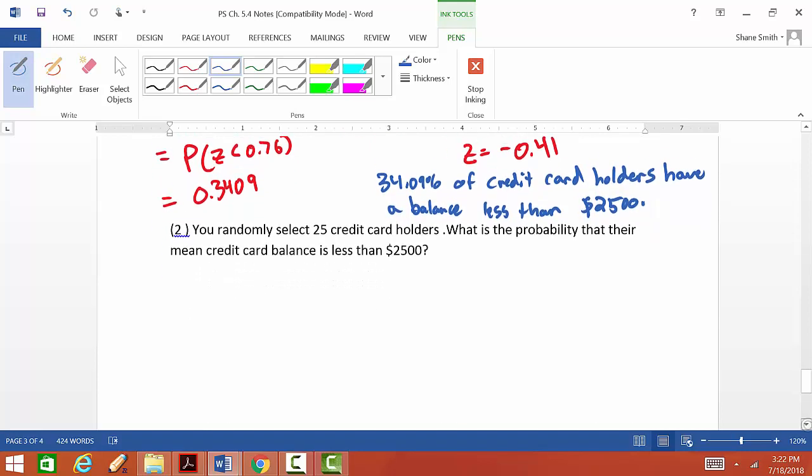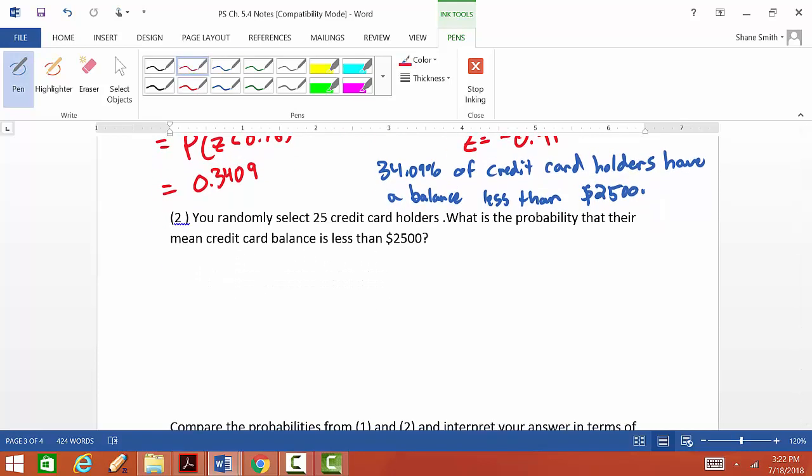Okay. All right, now let's read the next question. The next question is, I'm randomly selecting 25 credit card holders. So right away, I have a sample. And now the question is, what is the probability that the mean credit card balance, so the probability now that X bar, not X, but X bar, is less than $2,500.